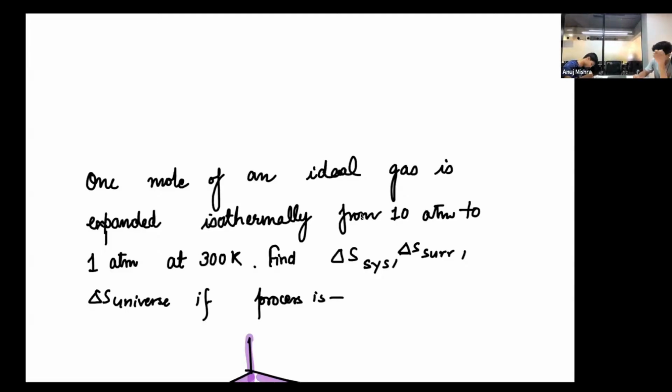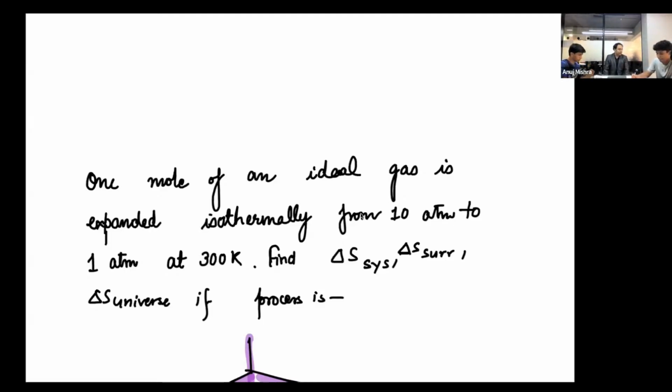Just give me the full one. Try to solve it. So if the process is reversible, second is irreversible. There are 2 questions. Now you know all the formulas.